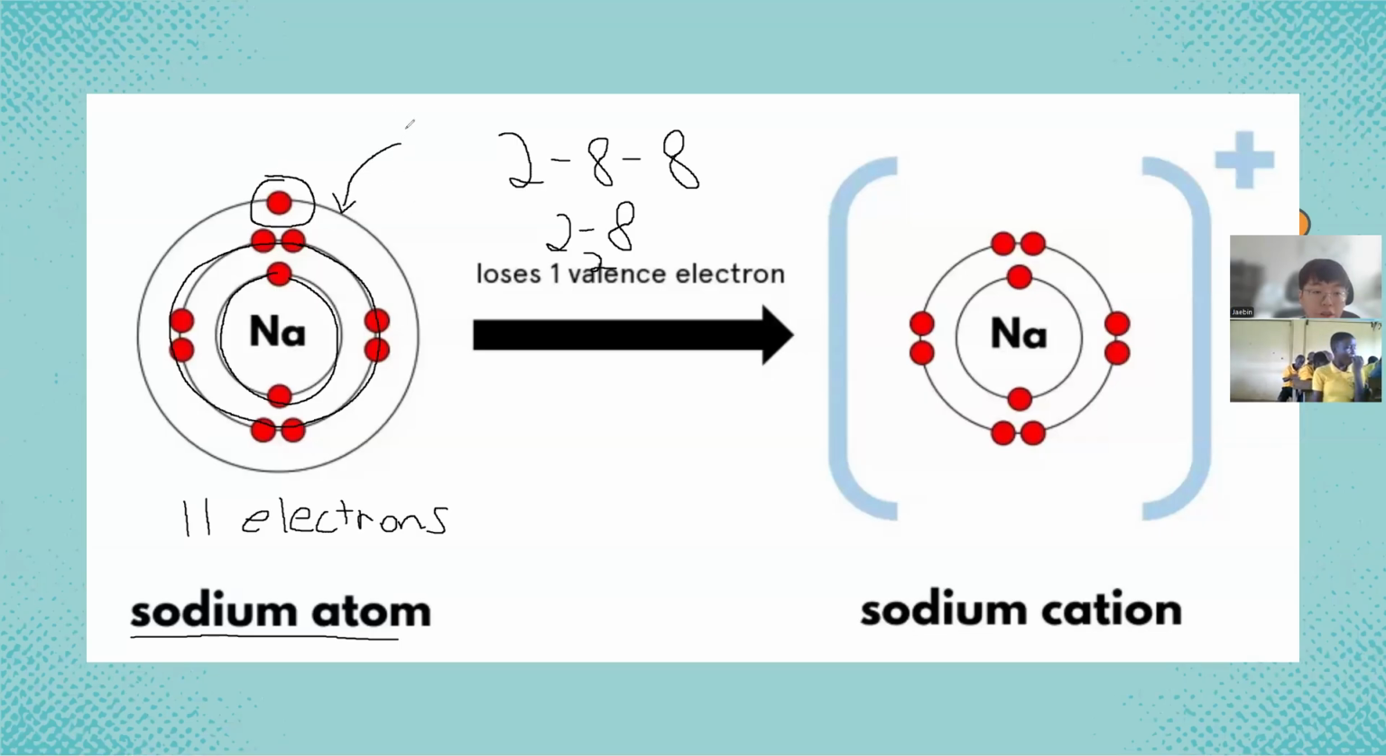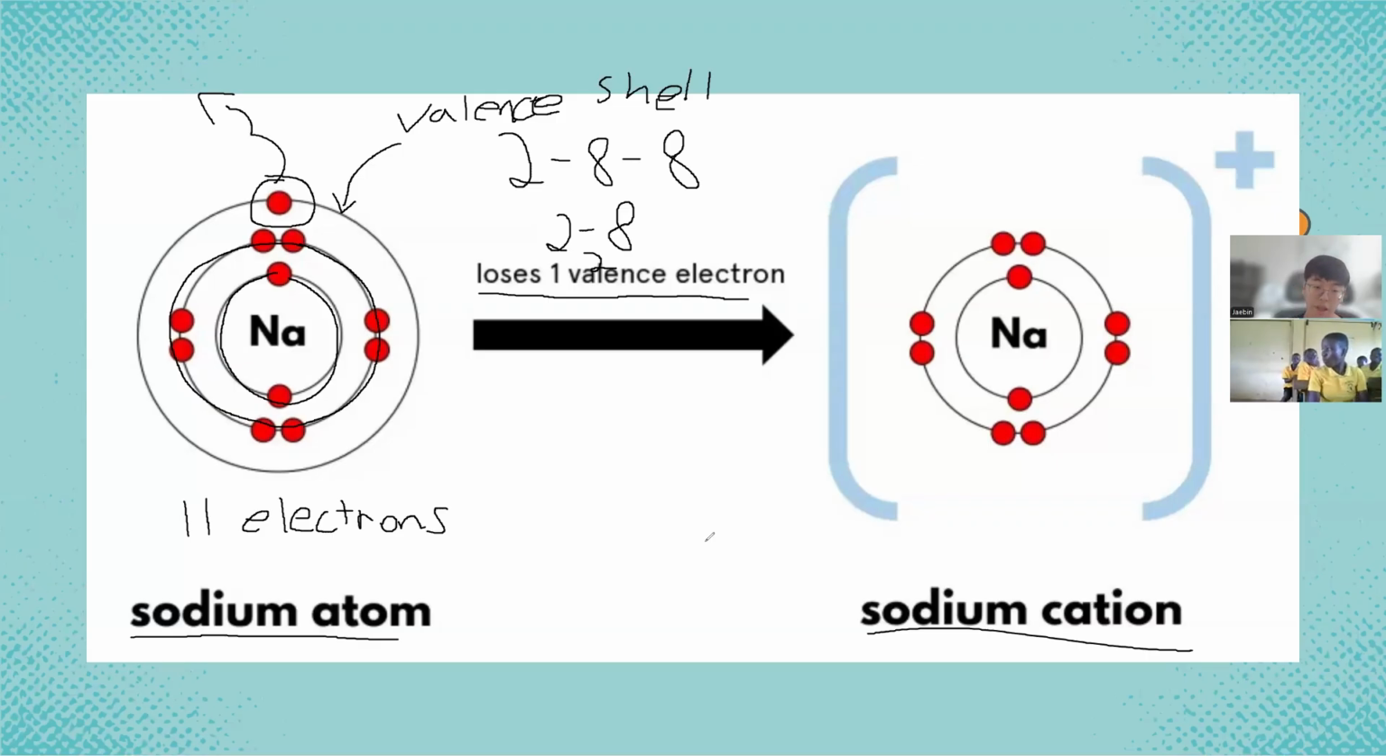This is the valence shell, meaning the outermost shell. The outermost shell has one electron orbiting, but this is not stable. The sodium would want to get rid of this extra electron, so a sodium ion would form by losing one valence electron.